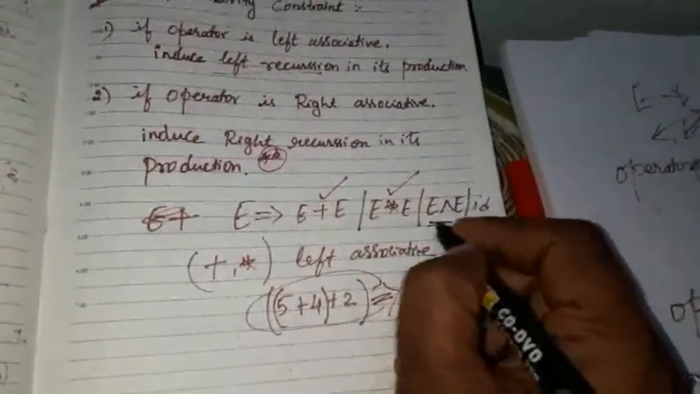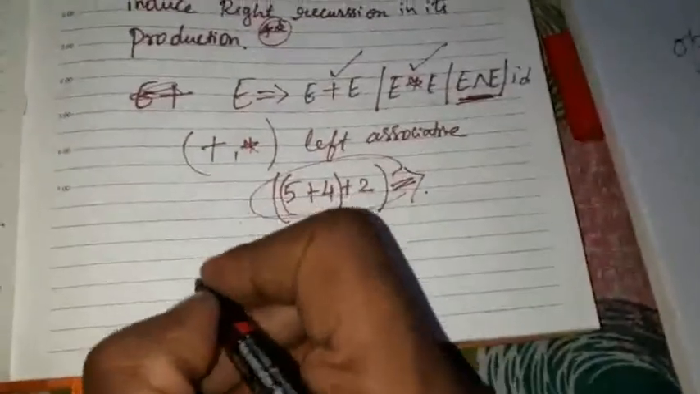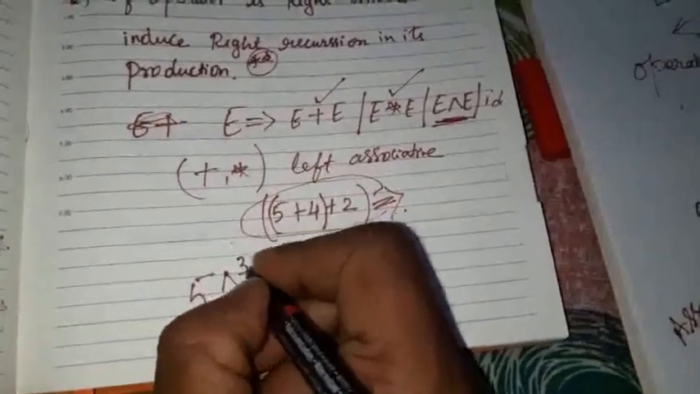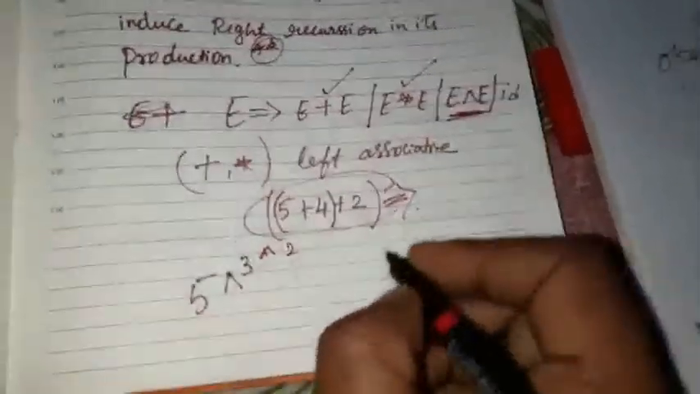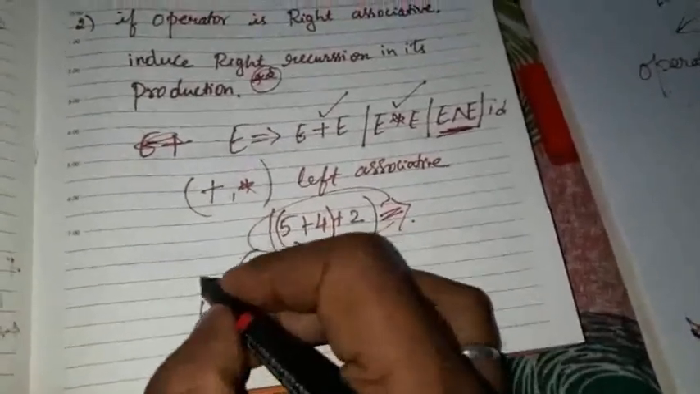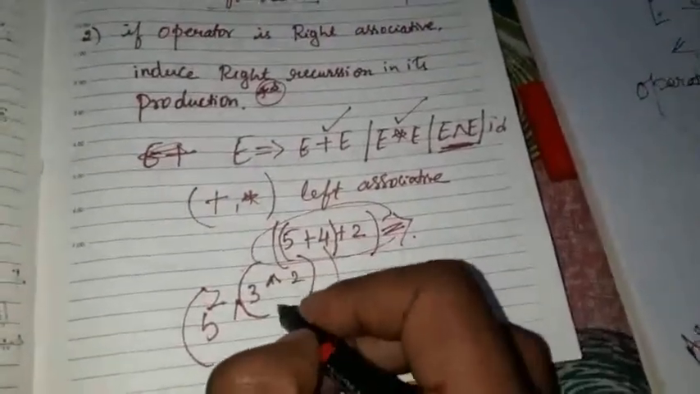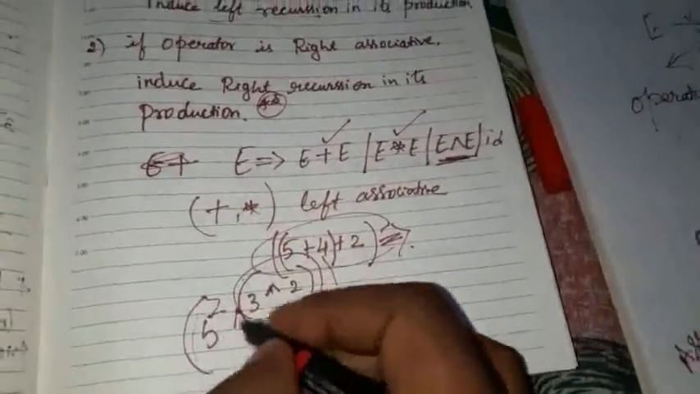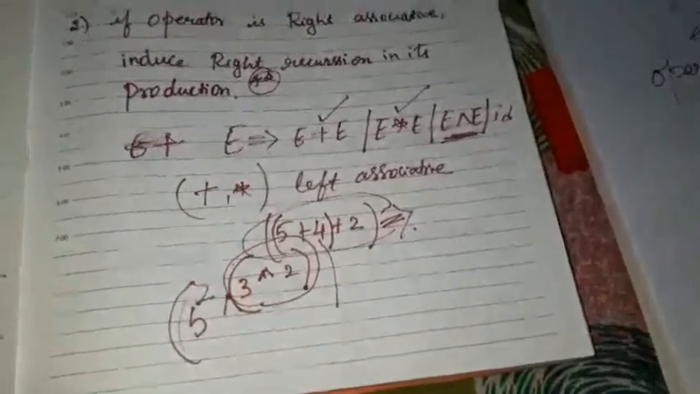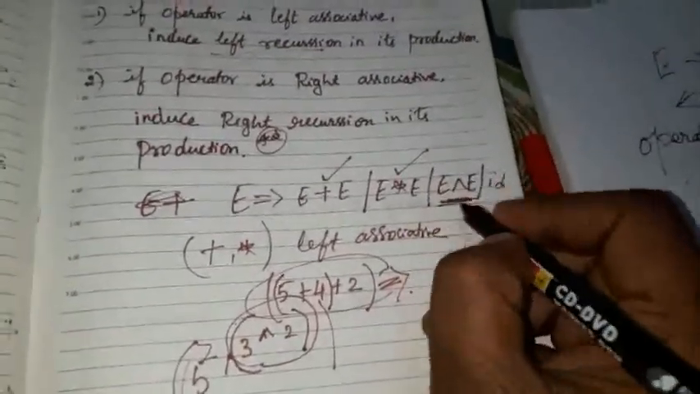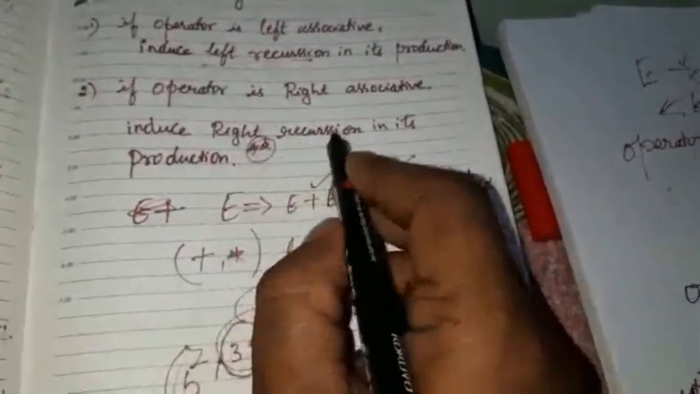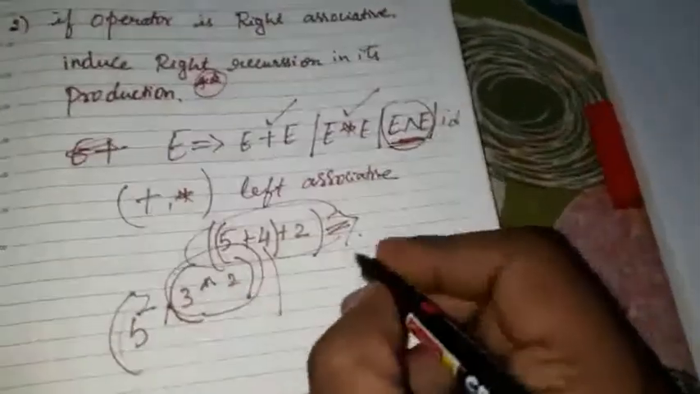But when it comes to power, see, if I take 5 power 3 to the power 2, first we have to solve this, then we have to solve this. That is, it is right associative. First you are solving this, then you are coming back here. So if I want to write its equivalent grammar, it should be what? It should have a right recursion in it. So let us rewrite the grammar.